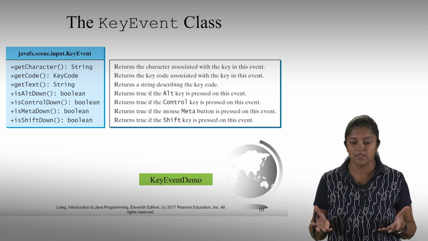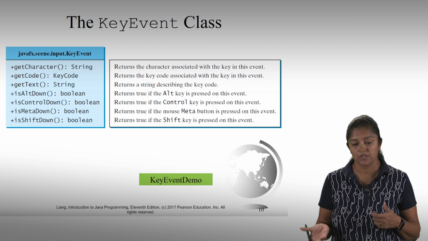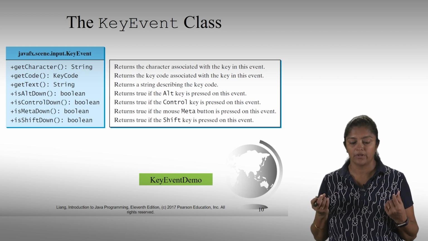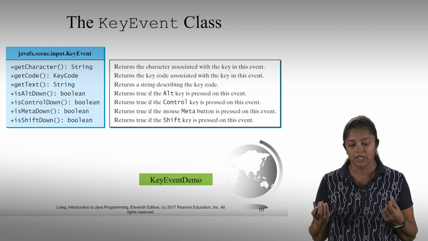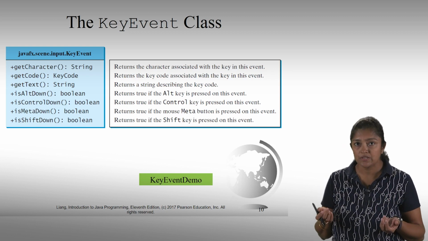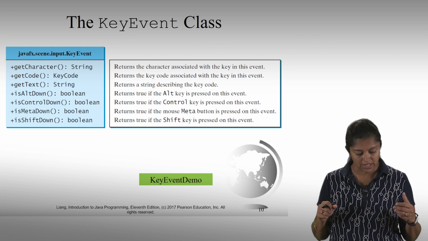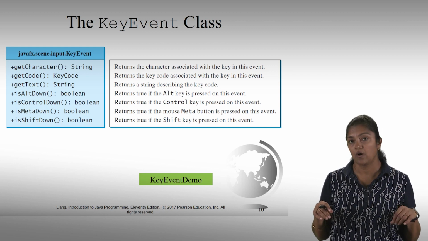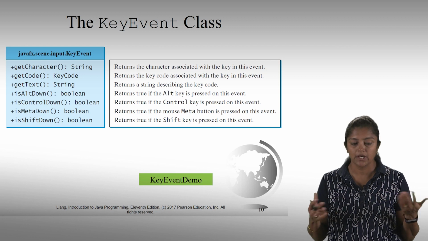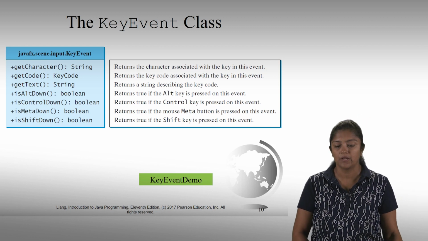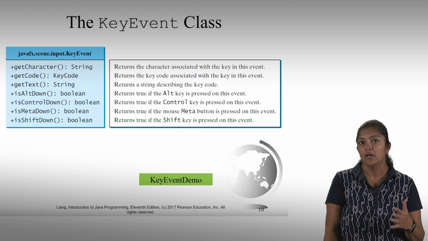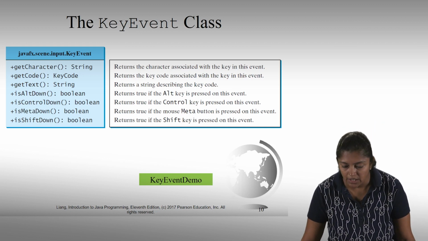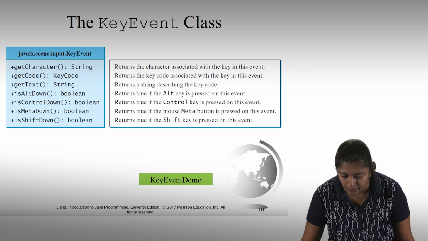It provides information about which character was associated with the event. Every key on the keyboard has a key code, so it provides that key code. There's also a corresponding string associated with it, and it provides that string. Then depending on the keys that are pressed, if the Alt key or the Control key is pressed, again it provides Boolean values of which one was pressed or not when the event occurred. So there is a key event demo as well.